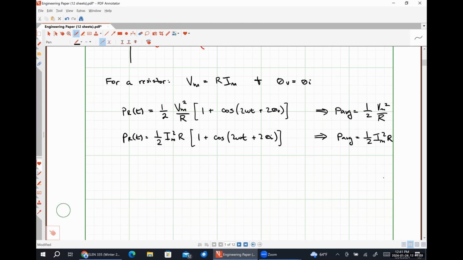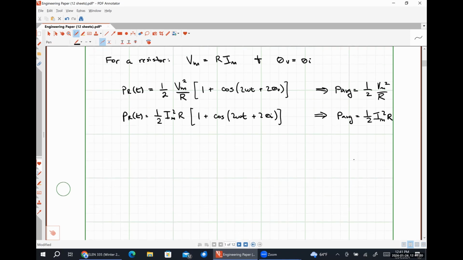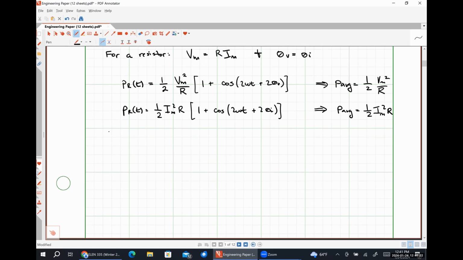So now, whenever we're dealing with a resistor, we literally don't have to know both the voltage and the current. If we know one, we have enough information to solve for the instantaneous power as well as the average power. So it's just a little shortcut that we get to use because we know how these things are related to each other.